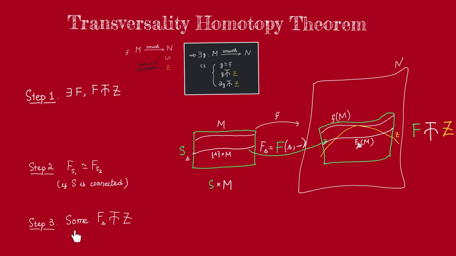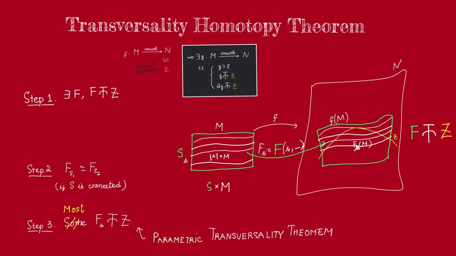Actually, in step 3, we'll prove something even stronger. We will prove that most of the maps, almost all of the maps in this family, are gonna be transversal to Z. That is gonna be the content of the parametric transversality theorem.